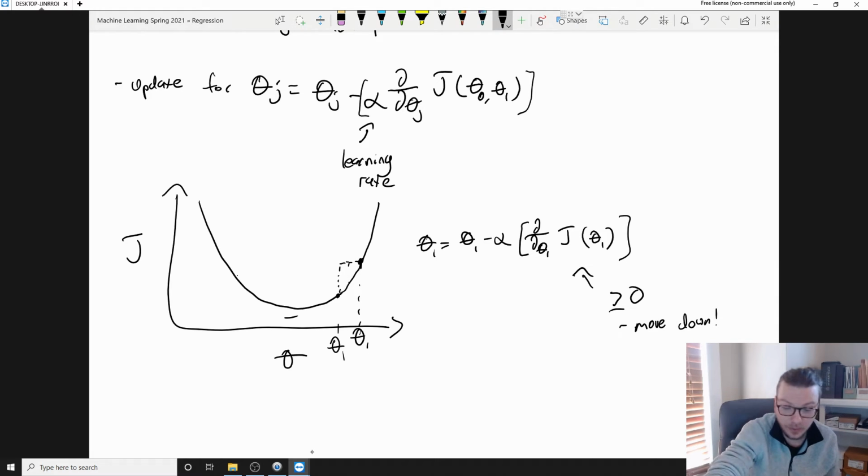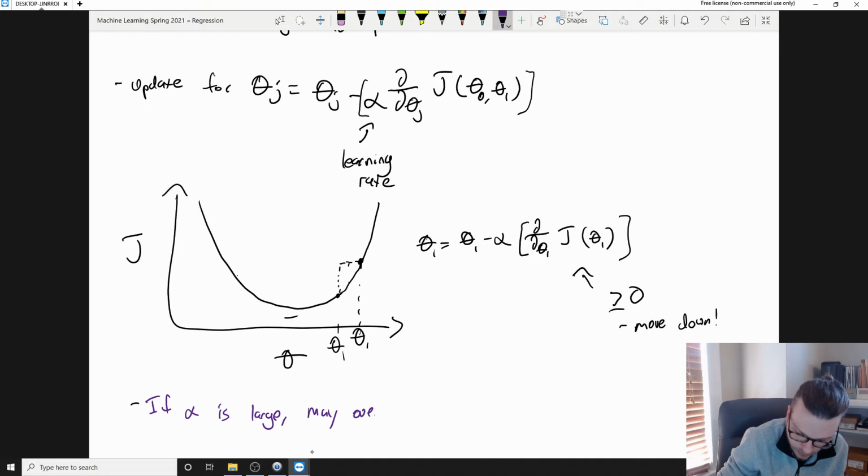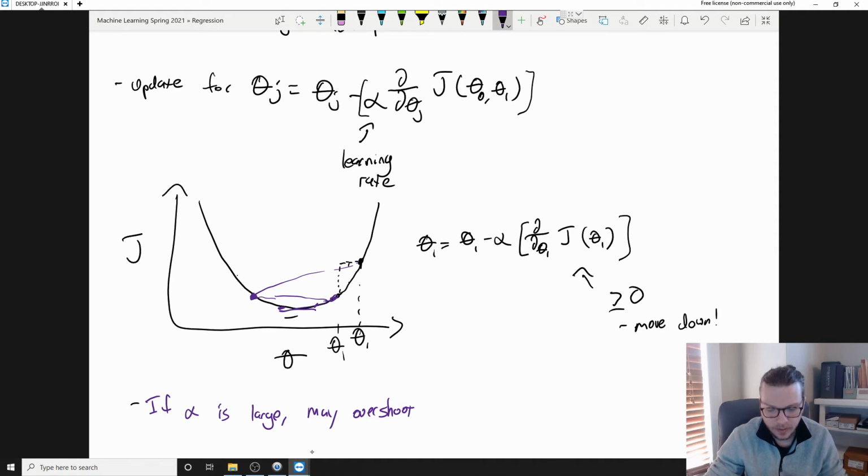And what's going to happen if you overshoot? In the not so bad case, let's do it in a different color. If alpha is large, you may overshoot. In the best case, you might come over here, and then back over here, and back over here, and just kind of oscillate back and forth. Because remember, as you get closer to the minimum, your partial derivative is going to be smaller, because your slope is going to be closer to zero. And so you're going to take smaller and smaller steps naturally as you get towards the minimum.